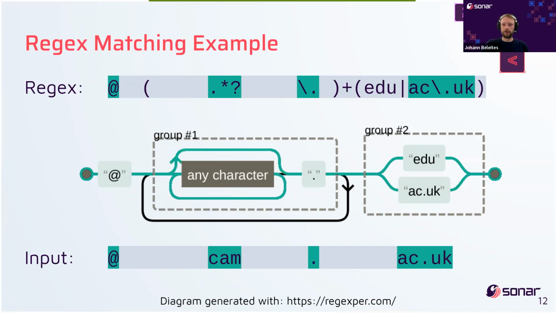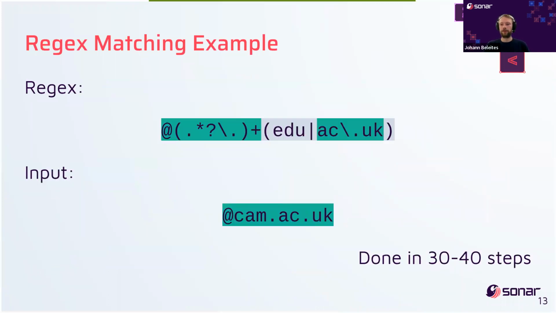And all is good. Essentially, I'm skipping a few steps here, but eventually we'll find this ac.uk at the end, and we match the entire input. It takes around 30 to 40 steps, depending on the engine and depending on how exactly you count. Just keep in mind that order of magnitude for later.